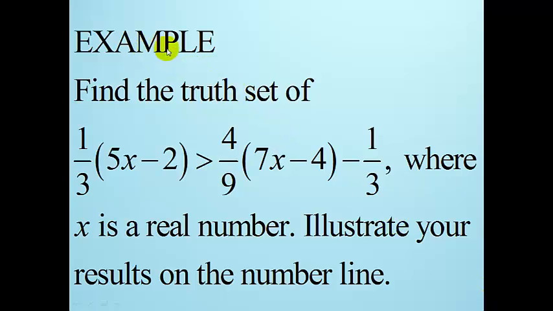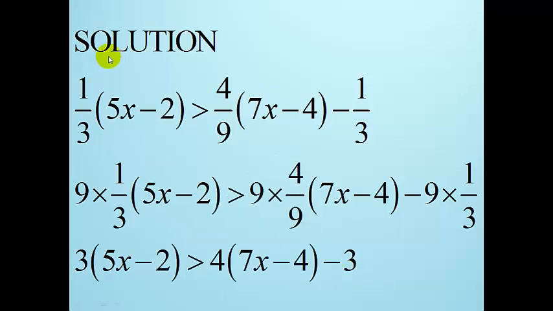Now let's consider this example. Find the true set of 1/3(5x - 2) > 4/9(7x - 4) - 1/3, where x is a real number. Illustrate your results on the number line. Now let's look at the solution.